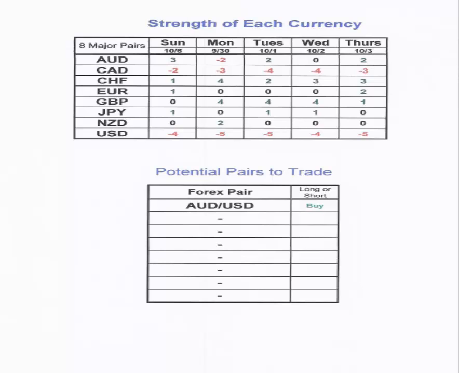Our objective is to match the strongest currencies with the weakest currencies so that we can find the highest probability Forex pairs to trade. Today we had 1 potential pair to trade, and this is the Aussie US dollar. And this would be going long or buying the Forex pair. I hope this helps you to get a better understanding of what we were doing in section 1.